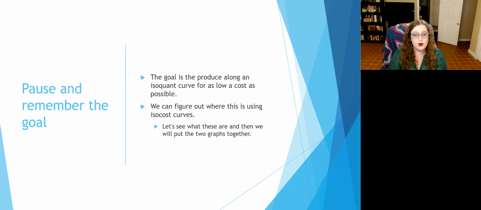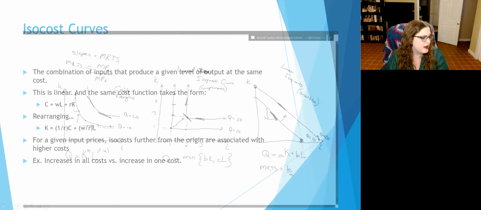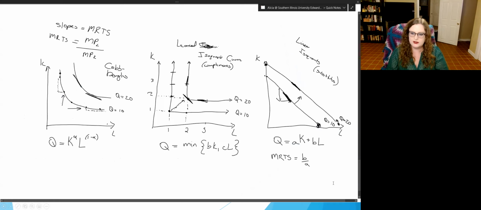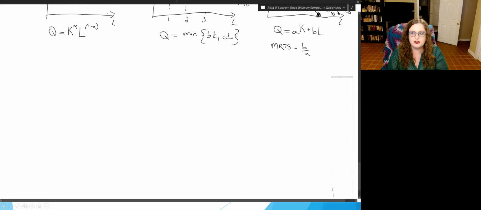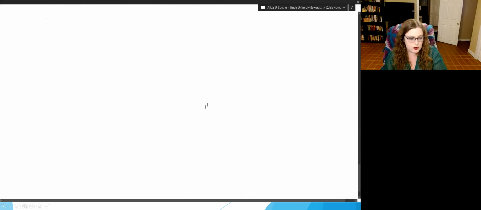So we learned about isoquant. Let's put together the idea of isocost. So actually, let's go back and talk a little bit about this graphically before we go into what the definitions are going to be. So isocost lines.